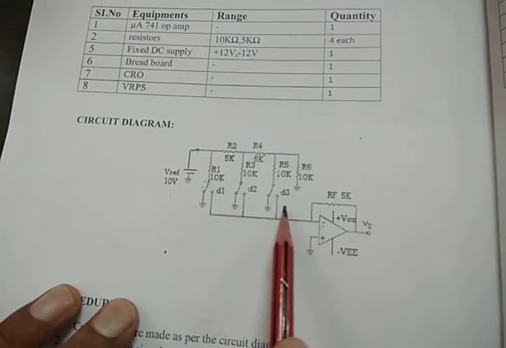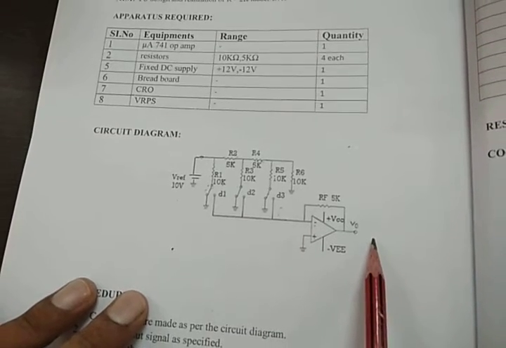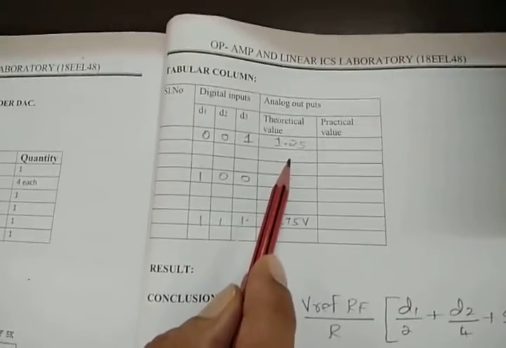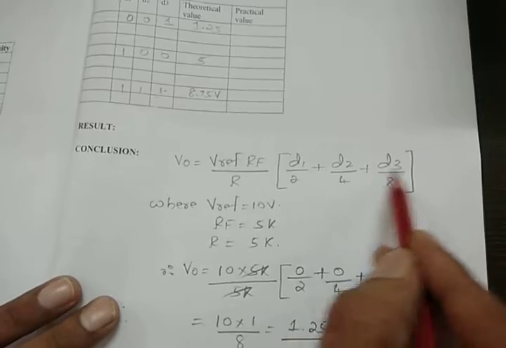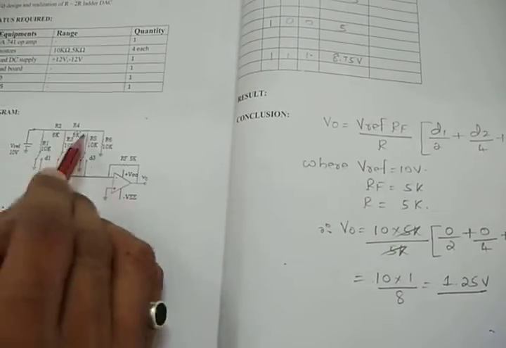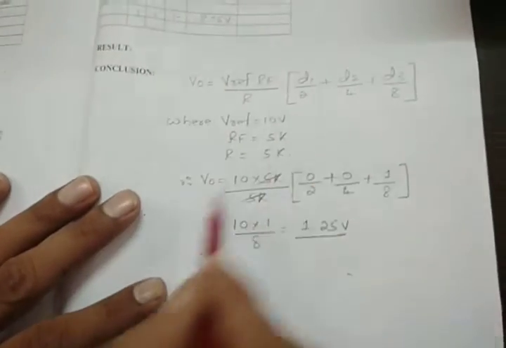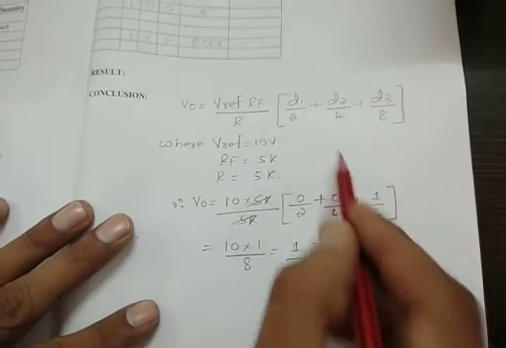If you provide this value of digital inputs, then the corresponding analog output voltage should be approximately 1.2 volts, because the theoretical value is 1.25 volts. To calculate the theoretical value, the formula used is V0 equals V reference into RF by R, the whole into D1 by 2 plus D2 by 4 plus D3 by 8. Here V reference is 10 volts in our circuit. RF, the feedback resistance, is 5K. The resistance R that we have used is also 5K. If you substitute these values in this formula, we get V0 equals 10 volts into 5K by 5K into 0 by 2 plus D1 is 0.